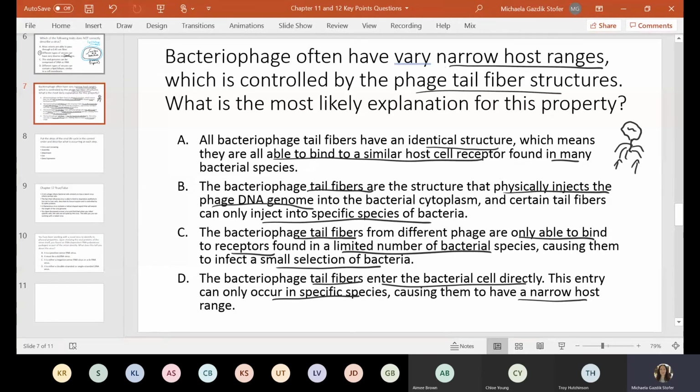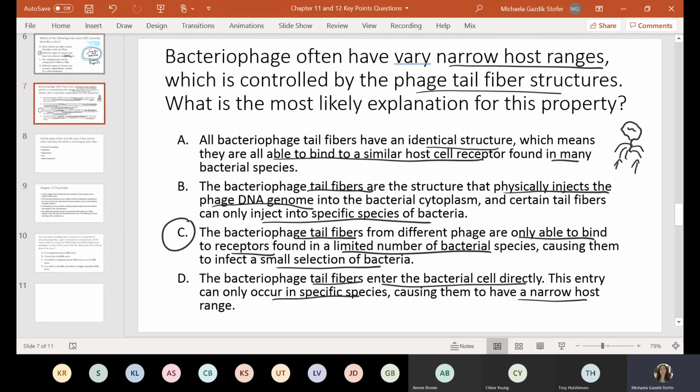And so as you read through, the answer to this one was going to be C. Those tail fibers are only able to bind to receptors that are found on a limited number of bacterial species, which means they can only affect a small selection of bacteria, which is a narrow host range. A narrow host range means the virus can only infect one or two species, as opposed to a broad host range, which would be able to infect lots of different species.